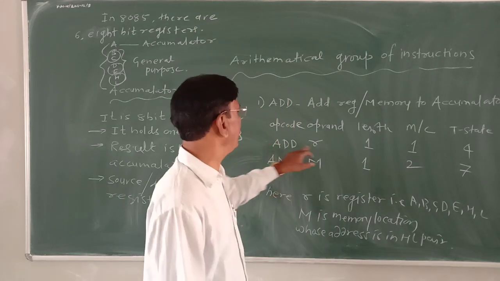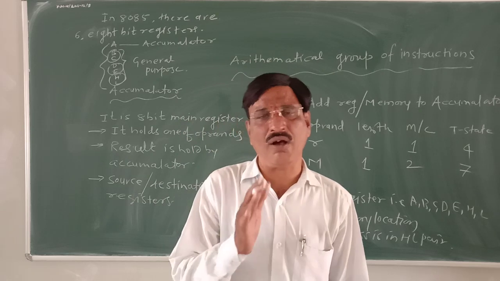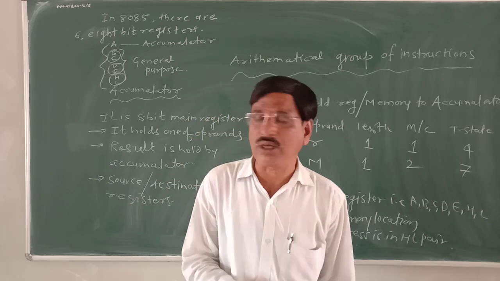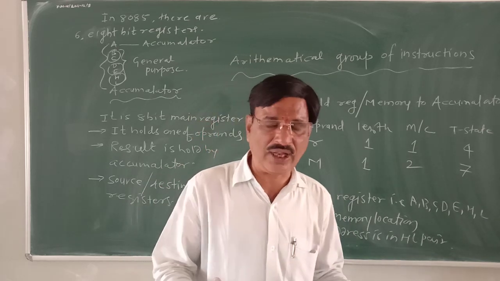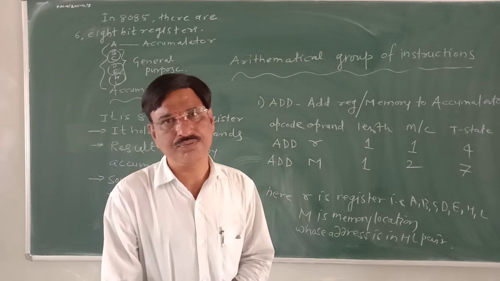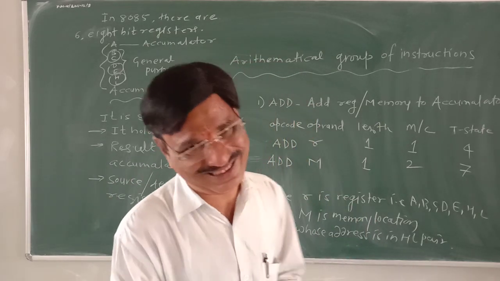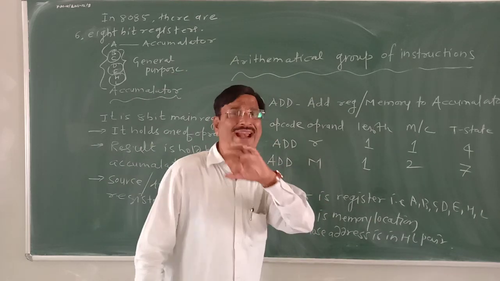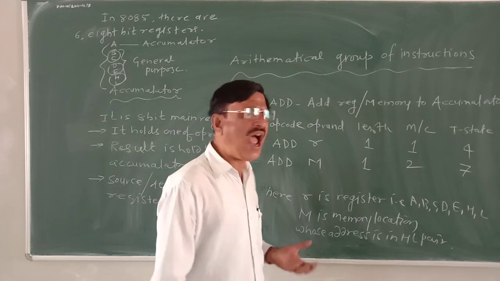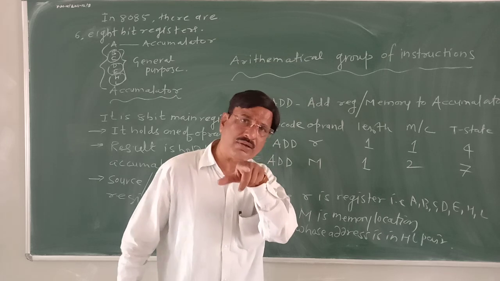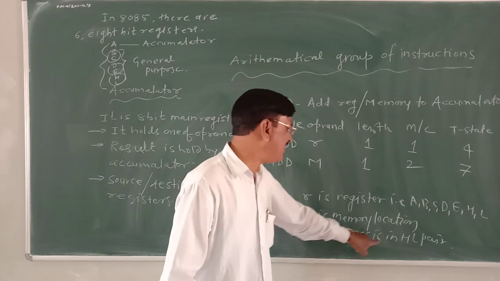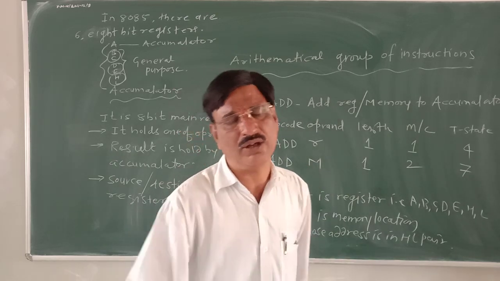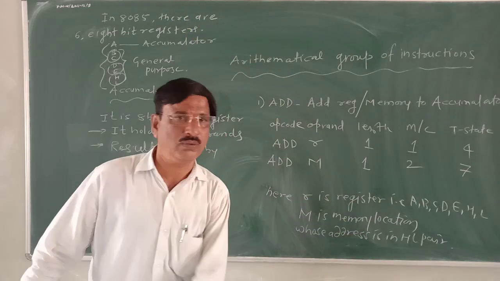So how to explain this instruction when it is asked? Add the content of the register mentioned with the contents of the accumulator, and after that store the result in the accumulator. After that it sets all flags. And suppose the question is asked in the examination, explain the following instruction, ADD M. Then you have to write the answer: add the content of the memory location, whose address is in the HL pair, with the contents of the accumulator, and store the result in the accumulator. So this is the instruction. You can take that down.